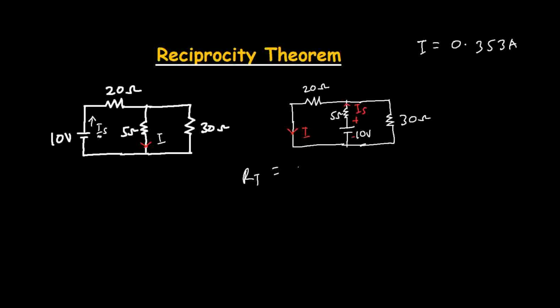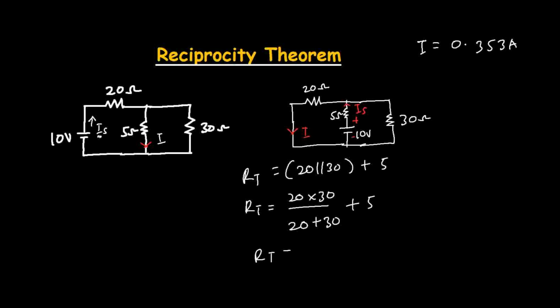So the effective resistance, I have 20 parallel 30, and they'll all be in series with the 5 ohms, so that's plus 5. So this will be equal to 20 times 30 divided by 20 plus 30, all this plus the 5. So let's simplify this. 20 times 30 divided by 20 plus 30 gives me 12. Okay, so 12 plus 5 gives me 17 ohms. That's the total resistance for the circuit.